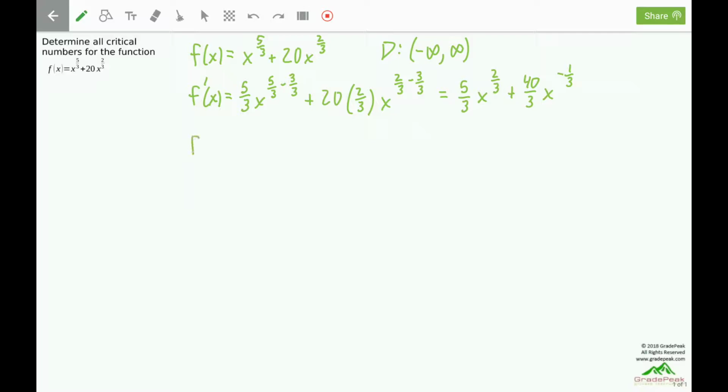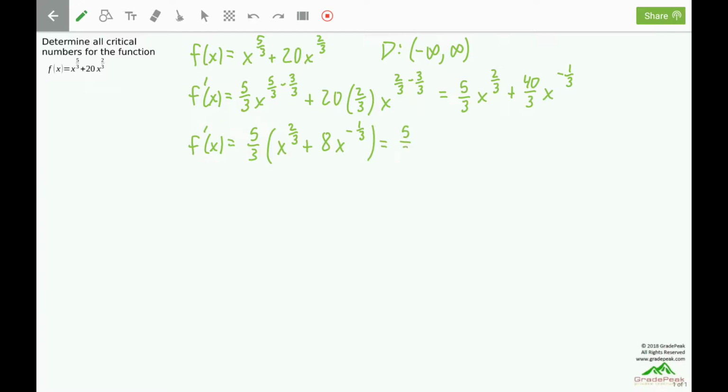We can now factor. There's a common factor of 5 in the numerator and 3 in the denominator, so 5/3. That'll leave behind an x to the 2/3. And in the second term, 40 divided by 5 is an 8, so I'll leave behind an 8, and the 3 in the denominator was factored out. So just an 8, x to the negative 1/3.